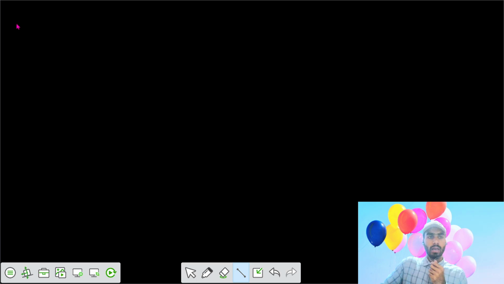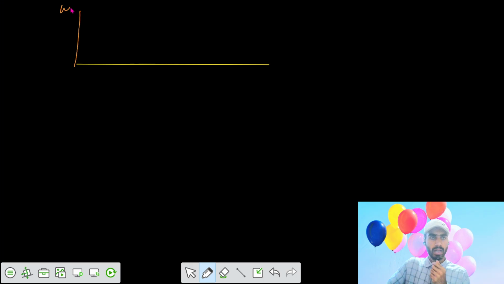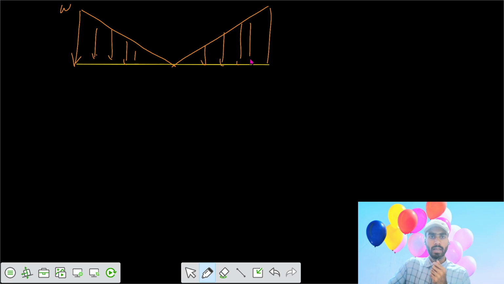Before that we had one question. Now we are changing the loading such that the maximum is here and here, and then it goes to 0 at L by 2. So we can clearly see that your moment equation would change. Definitely, with the span L by 2, your reaction becomes WL by 4.